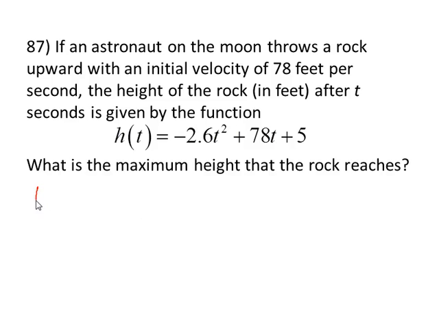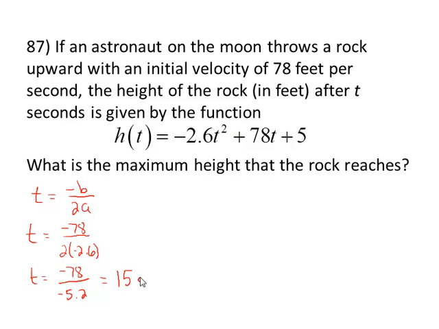So we'll begin using the formula t equals -b over 2a to find how long it takes to reach its maximum height. Here that's going to be -78 over 2 times -2.6. That's -78 over -5.2. And that is equal to, let's see, 15 seconds.